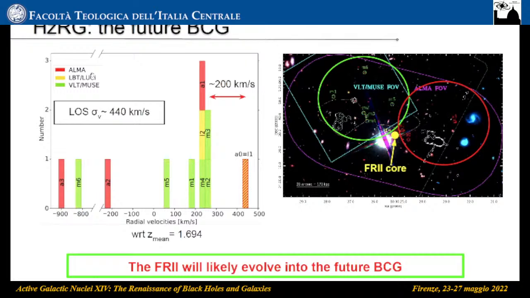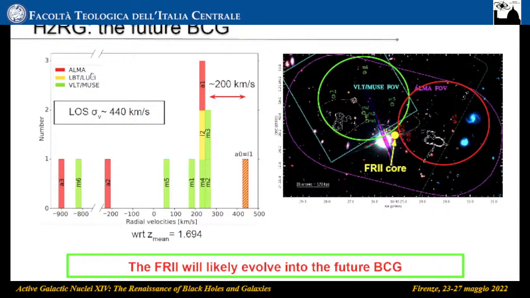The FR2 galaxy is located at the center of the spatial distribution. It has a velocity offset from the peak of the spectral distribution that is lower than the velocity dispersion. And if we consider that this galaxy shows higher star formation rate and luminosity than all the other members, we can conclude that this is going to evolve into the future BCG.